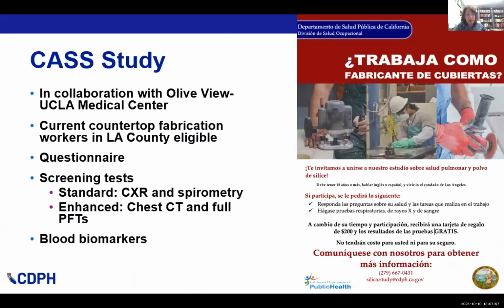The CAS project has a study embedded in it, which is a collaboration with UCLA Medical Center, in which we're enrolling current countertop fabrication workers who live in LA County. We administer a questionnaire, and then they undergo a number of different screening tests so that we can compare the performance of the standard tests, chest X-ray and spirometry, with enhanced tests, including a low-dose chest CT and full pulmonary function tests. And we're also collecting blood for blood biomarkers. We've enrolled about 65 people to date.